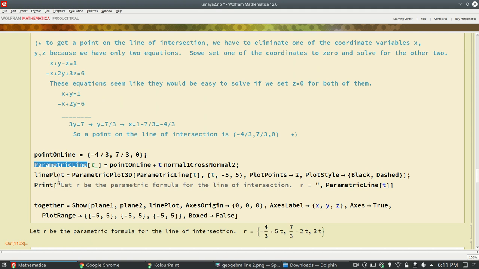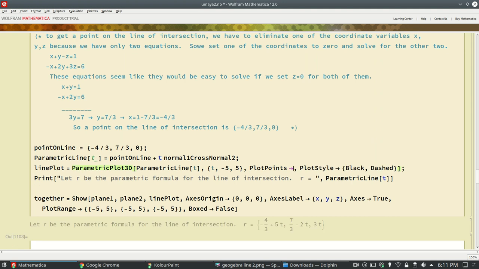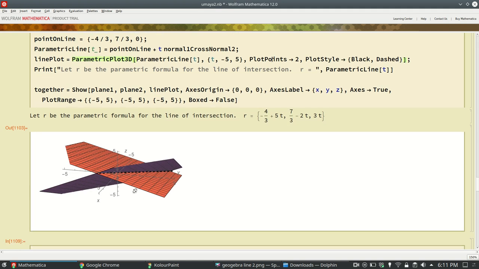And then to plot it, I use the parametric 3D plot function again, where I use the parametric equation that I just made, and then I define what I want t to be, anything from -5 to 5, and this plot points option I got from your worksheet. Plot points, I think it just means use this number of points to define the line. You could use any number here. I've tried it with 15, but 2 is all you need for a line, by definition, right? Line, 2 points, that's all you need. And then I wanted it to stand out, so I made it black and dashed. So that is how you do it.